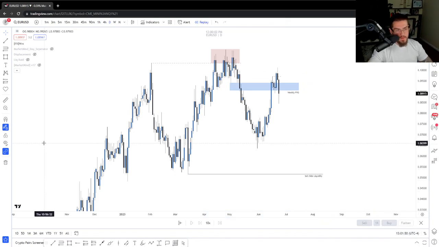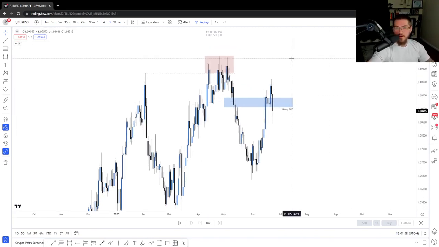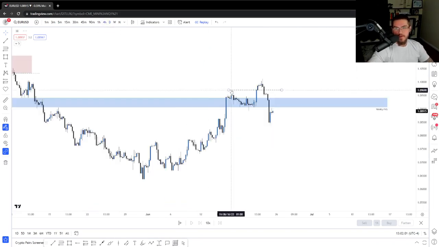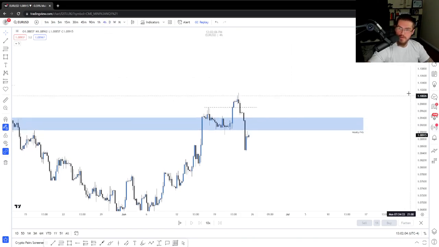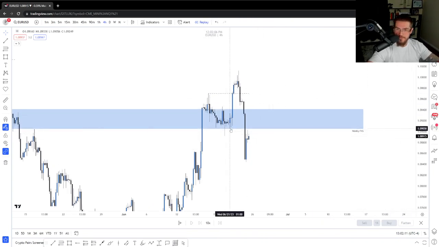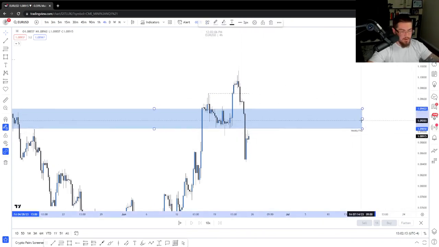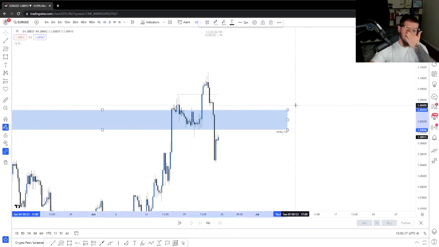Oh wait, do I still use 4-hour to confirm the weekly POI? Usually I like watching a daily. I'll do the 4-hour if it's a little bit more aggressive. In this example I probably should be using the 4-hour to be quite honest, because I would be looking at this as a higher probability circumstance. But you can use the 4-hour as a more aggressive confirmation of the weekly.